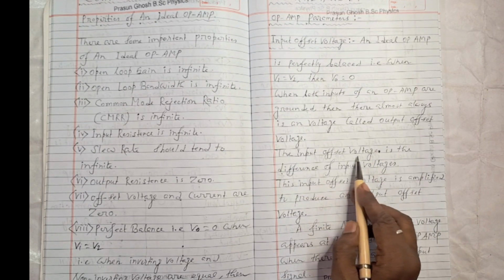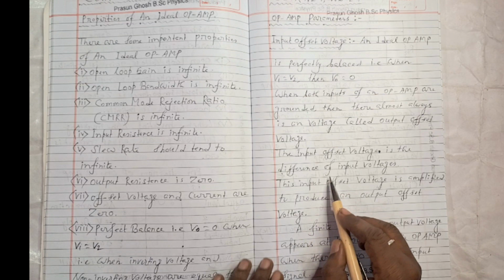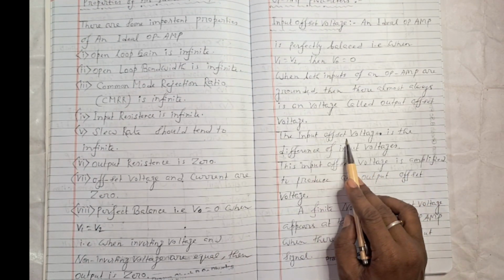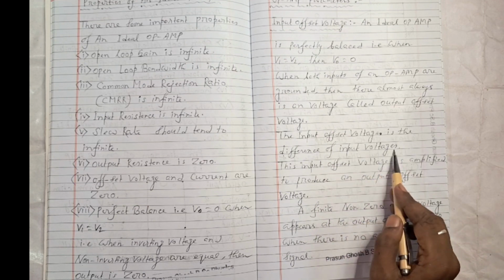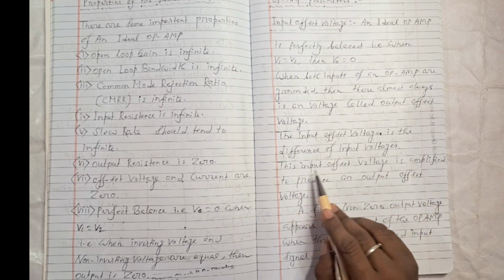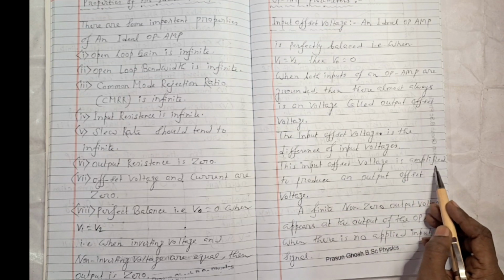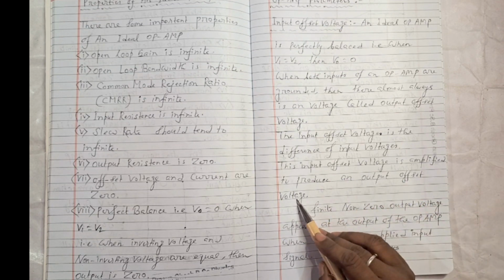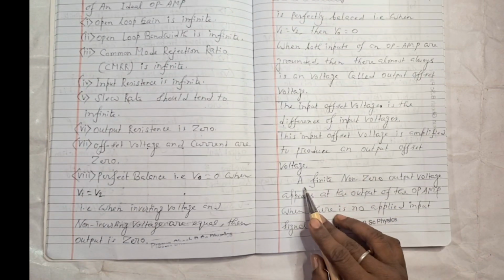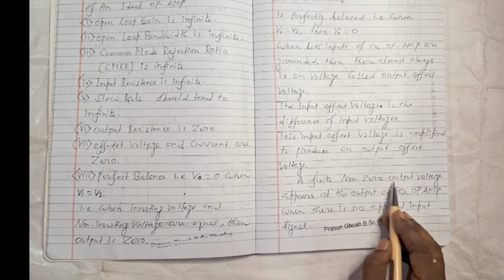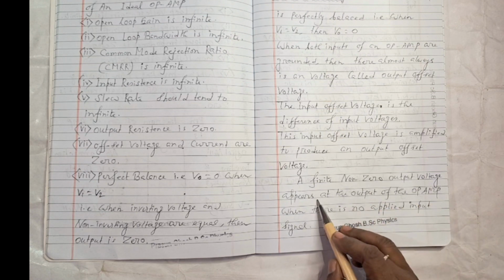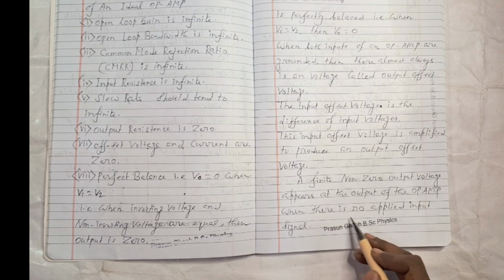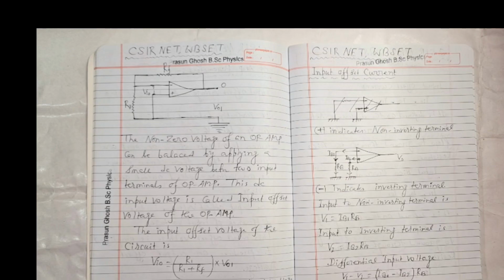The input offset voltage is the difference of the input voltages, and this input voltage is amplified to produce an output offset voltage. A finite non-zero output voltage appears at the output of an opamp when there is no applied input signal.